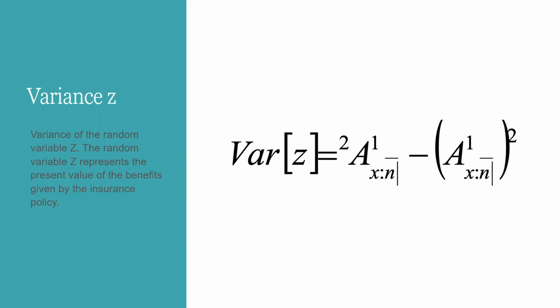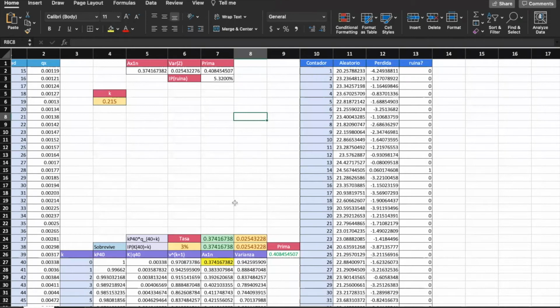Variance of the random variable C. The random variable C represents the present value of the benefits given by the insurance policy. So we can see the formula for this problem, variance of C. Having these two formulas, we just apply them here.